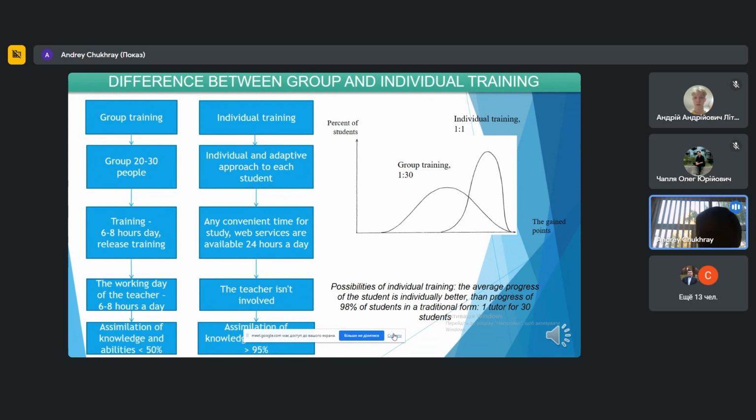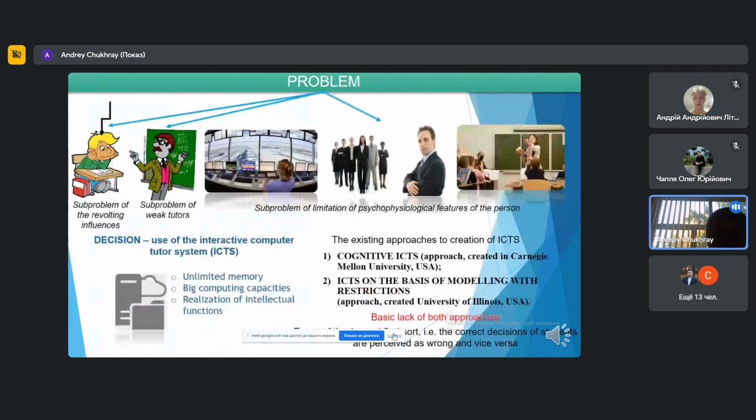And it is well known the result of the famous American psychologist Benjamin Bloom and his diagram of the possibilities of individual training: the average progress of the student in individual training is better than the progress of 89% of students in the traditional form, one tutor for 30 students. And the problem of traditional teaching and learning is a problem of adverse influences, a problem of weak tutors, and the main problem is the limitation of psychological features of the person.